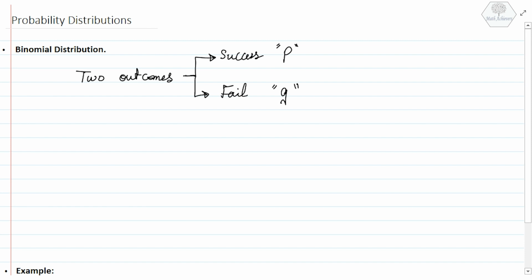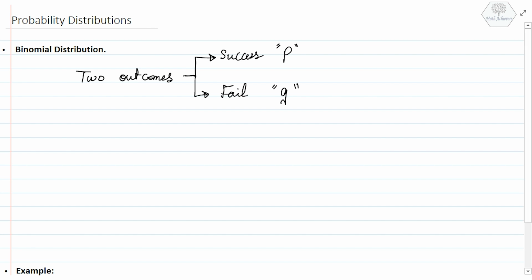What does this mean? If I have a problem where I'm picking white balls or black balls, so I have probability of having a white ball or a black ball and no other options. That's why I call it binomial. I only have two possible outcomes, either white or black.